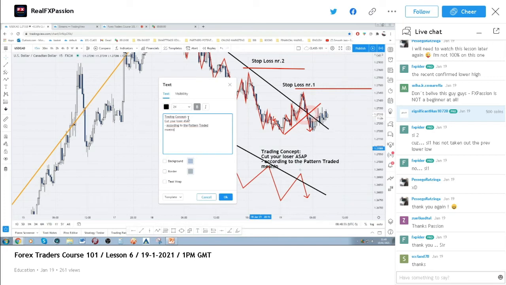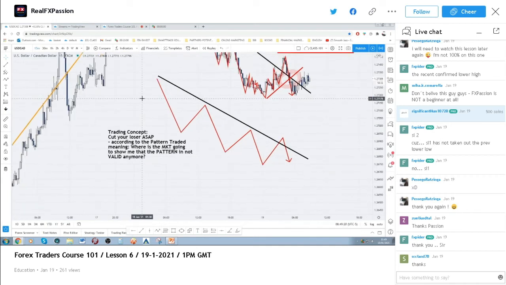So, meaning, where is the market going to show me that the pattern is not valid anymore? Everybody, it's a trading concept. Look at theory. Look here at the lows and the highs. The concept is stating cut your loser as soon as possible. Yes, there is a part missing. This is the missing part: according to the pattern traded.